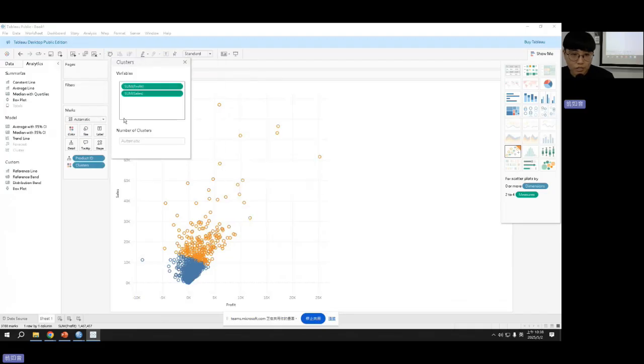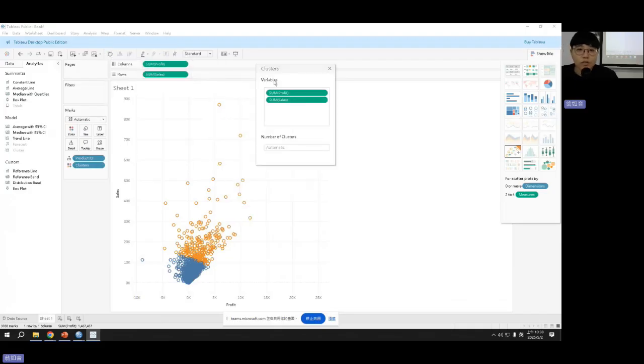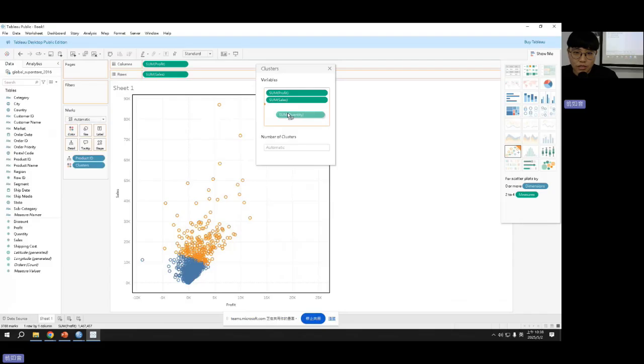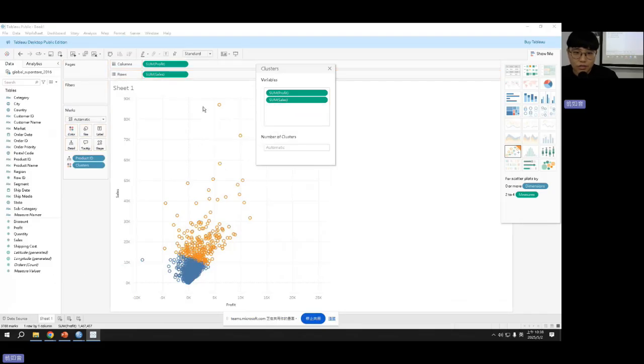Here is a dialog. For the variables, you choose which variables you want to use to do the cluster. In this case we can use the sum of profit and the sum of sales. You can also add more: drag them inside, and drag them outside if you don't want them. And according to the BCG, we can separate the products into 4 categories, right? We have cash cow, star, question mark, and dog. So for the number of clusters, you simply type 4.